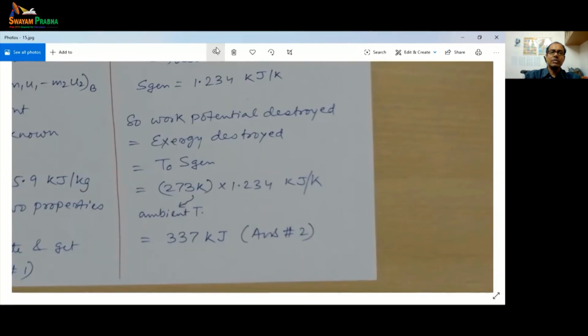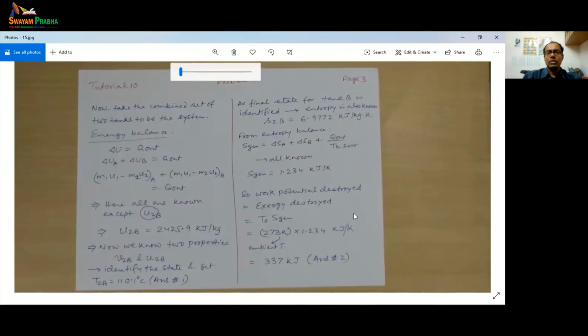Okay, so here we complete the 10th tutorial, where we have looked at problems from the exergy chapter, which is chapter 8 of the book by Cengel and Boles. Thank you very much for your attention.